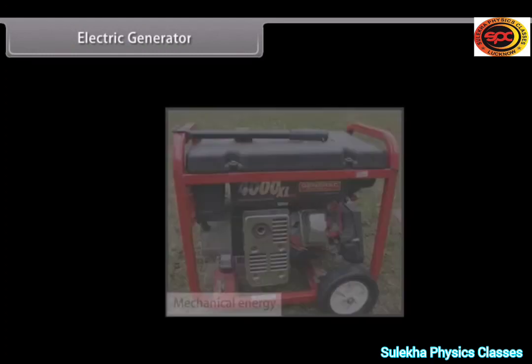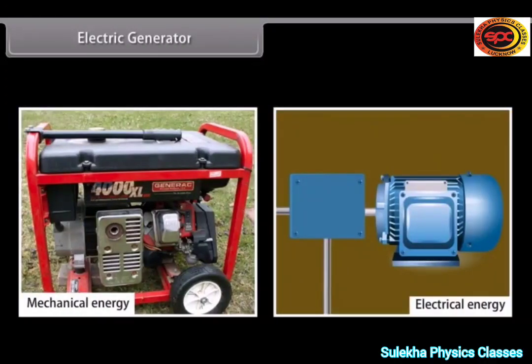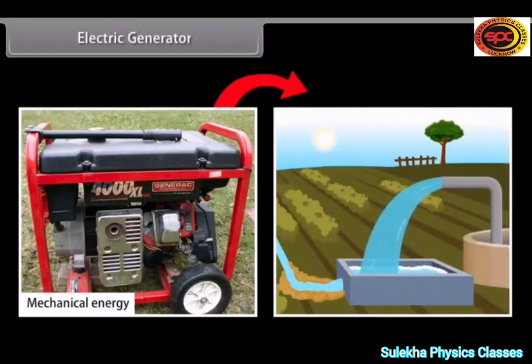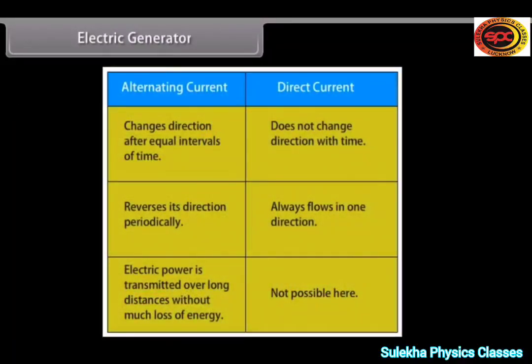Electric generator. An electric generator converts mechanical energy to electrical energy. It forces electrical charge to flow through an external electrical circuit. Examples include a water pump, which causes water to flow but does not create water. Electric generators operate based on electromagnetic induction, that is, whenever a conductor moves in a magnetic field, a current is induced in this conductor. If a magnet is spinning inside a coil, alternating current is induced in the coil. Alternating current changes direction after equal intervals of time. The other type of current is direct current, which does not change direction with time.